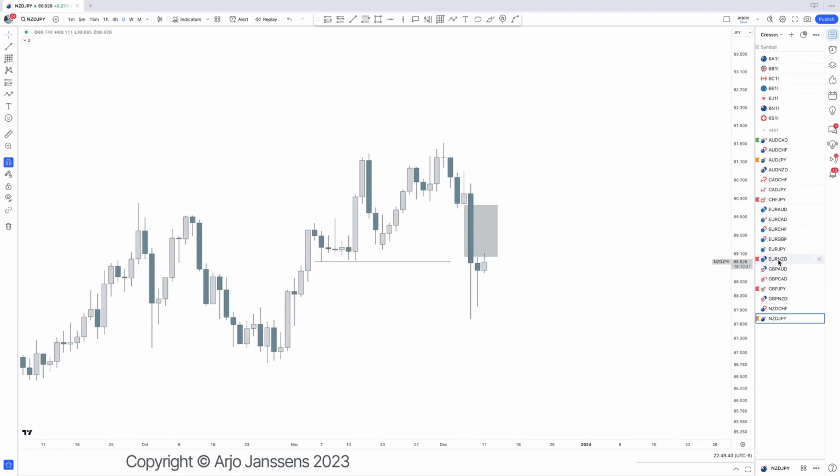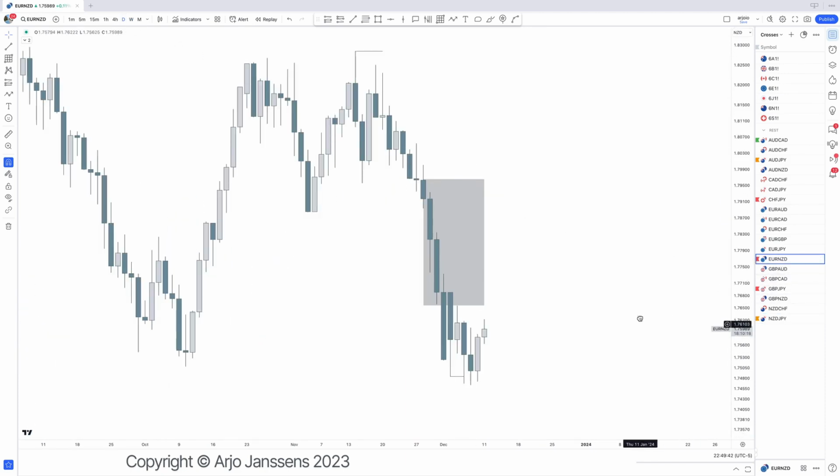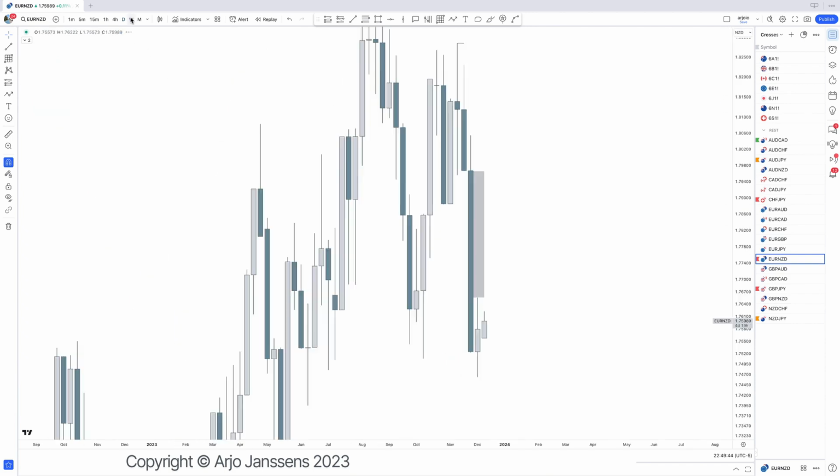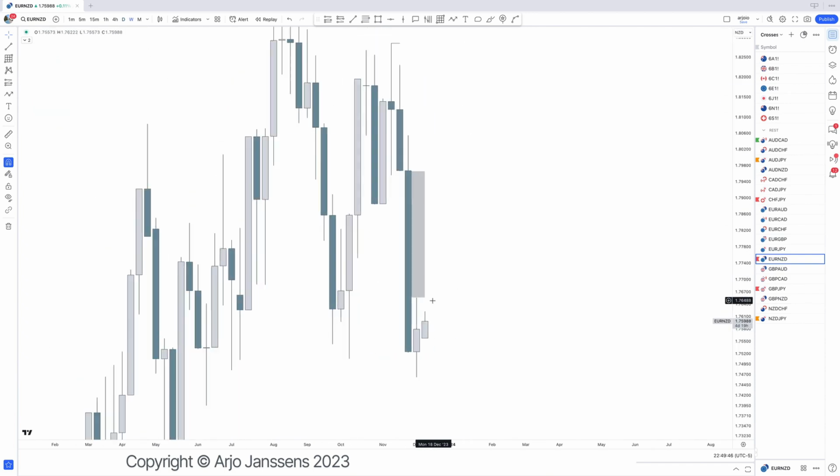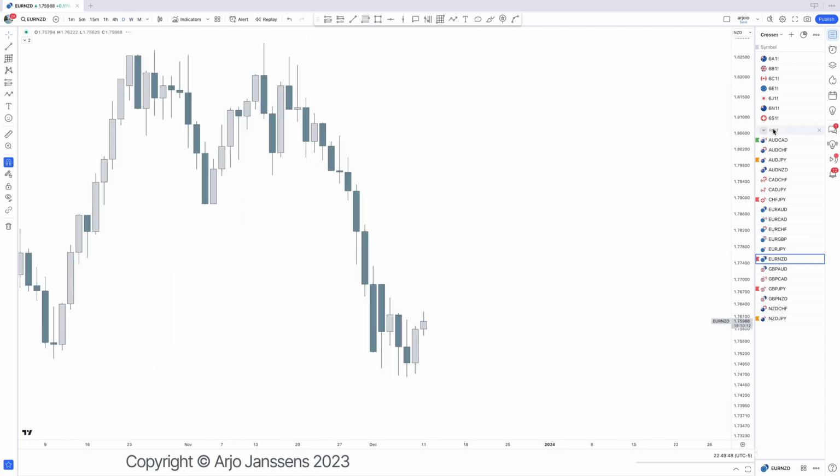Really interesting. Why is euro New Zealand dollar? Oh, now it's open. Yeah, okay, now it's open. Nice. So that is really interesting.